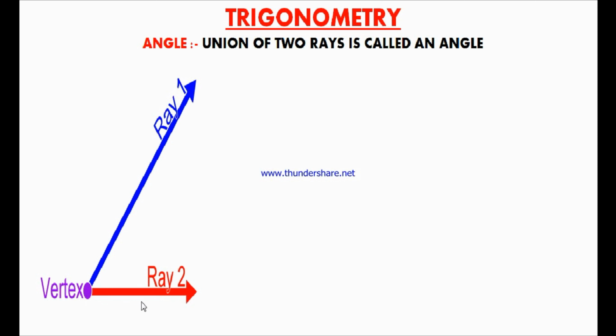Now these two rays have a common fixed point. If two rays have a common fixed point, then this is called the common vertex or vertex of the angle. The measurement between these two rays is called an angle. Now there are different units to measure the angle. One is degrees, generally used, and the other units are grades and also radians.